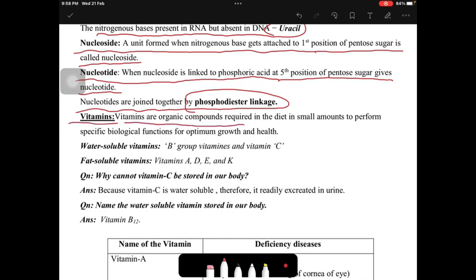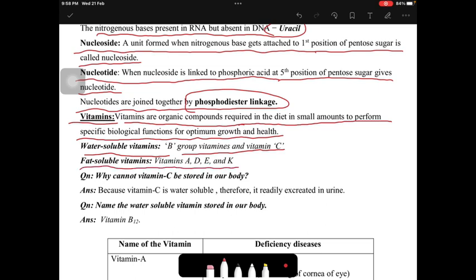Next concept in biomolecules: vitamins. Vitamins are organic compounds required in the diet in small amounts to perform specific biological functions for optimum growth and health. Water soluble vitamins: B group vitamins and vitamin C. Fat soluble vitamins: vitamins A, D, E and K.